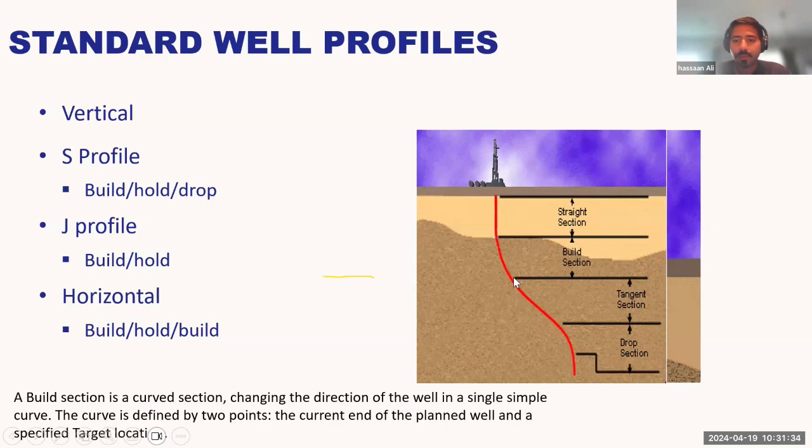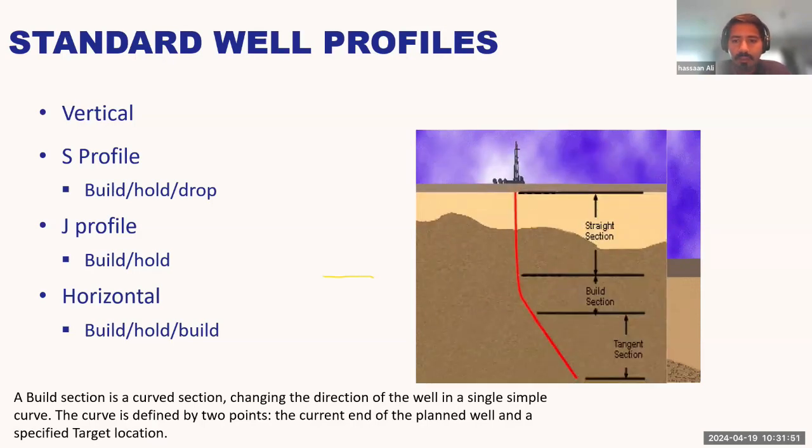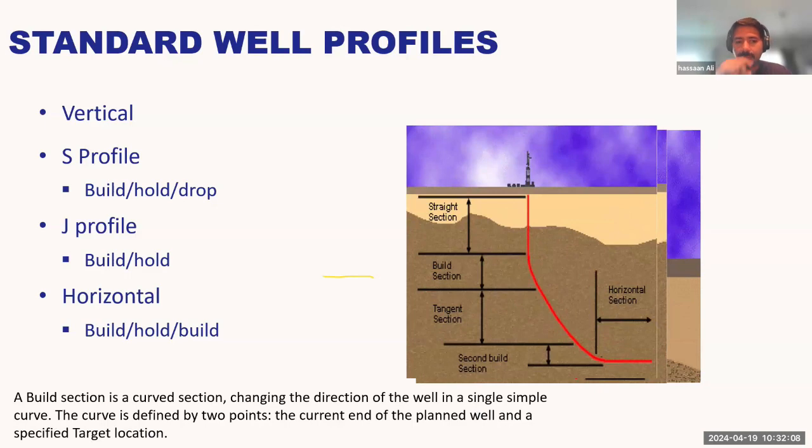So the S type of profile is a combination of straight sections, build sections, tangent sections, and drop sections. Essentially, what you are trying to do is access the resource which is not accessible vertically. Then the J profile is a combination of a straight section, build section, and tangent section. The tangent section is, as the name indicates, directly tangent to the end or the target location. And then the horizontal profile is a combination of the straight, build, tangent, and second build section, as well as the horizontal section.